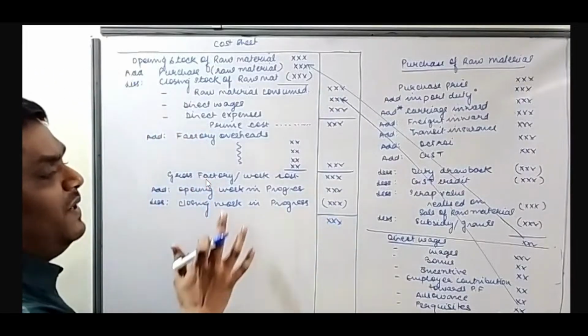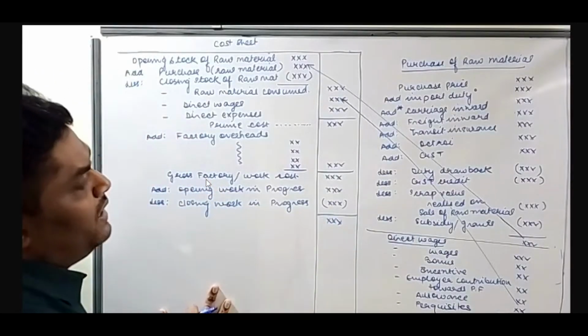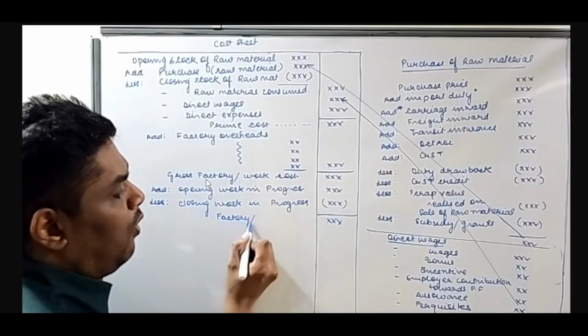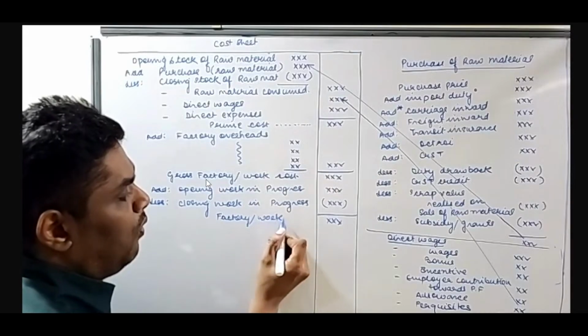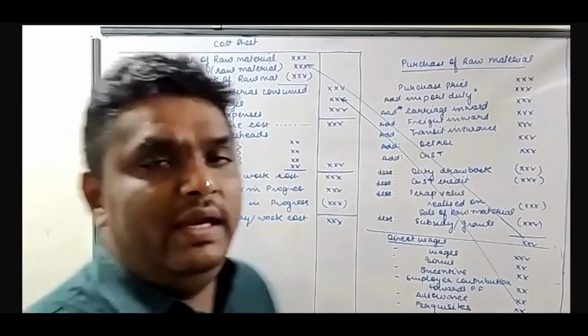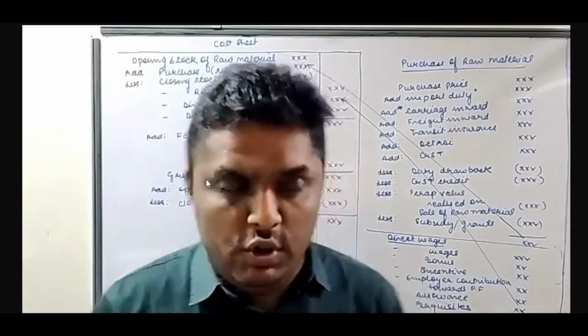After making adjustments of opening and closing work in progress, we will get what? The factory oblique work. If you guys have any doubts till now, you guys can please post your queries.